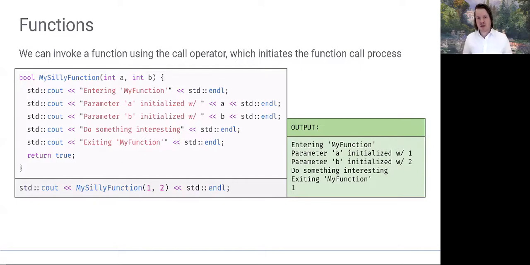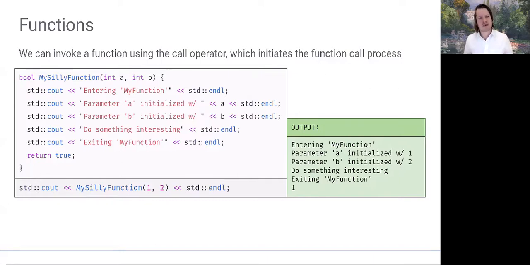So functions, we can invoke a function using the call operator, which is going to initiate the function call process. Imagine that we're in main and we invoke my silly function with the integer arguments 1 and 2. Before we get into how this call is processed, let's first look at our definition of my silly function. It has 2 integer parameters. The return type is a Boolean, so that I could get this to standard output. Let's look at the body.